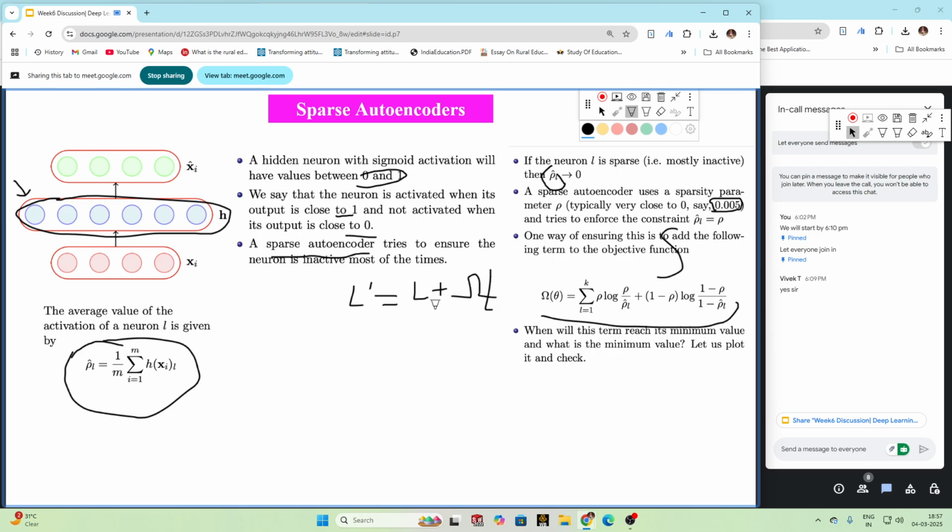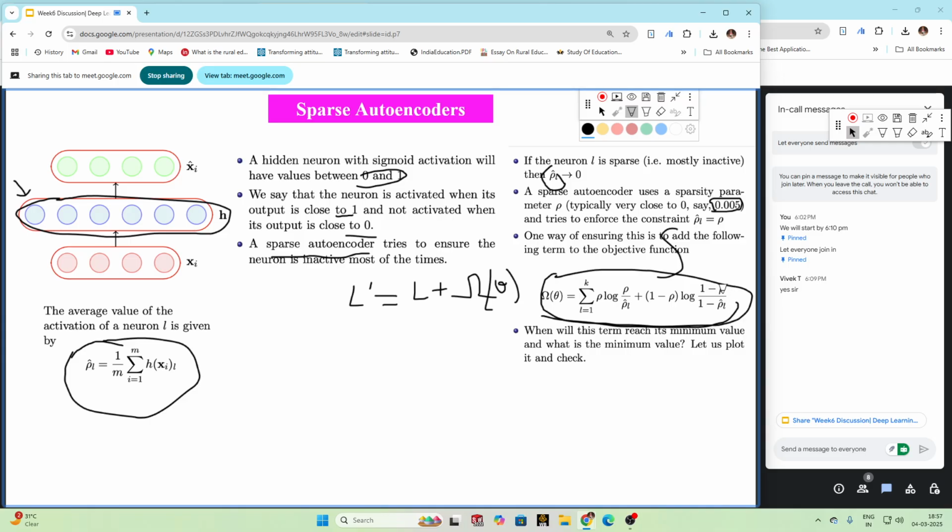Earlier it was just L, now our loss is L dash equals L plus rho theta. Now this rho theta will take the value as this. So again we are just increasing the training loss so that our model will not generalize well.